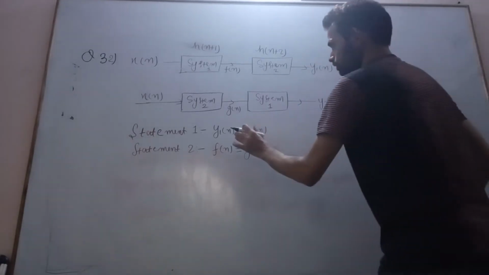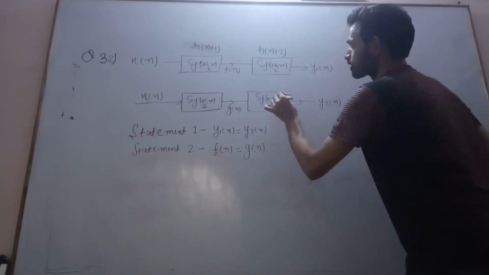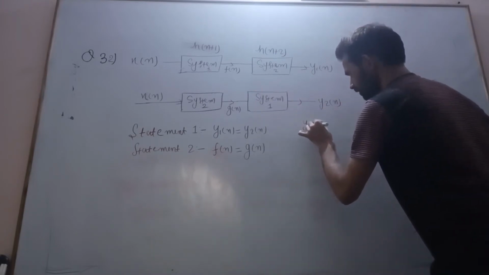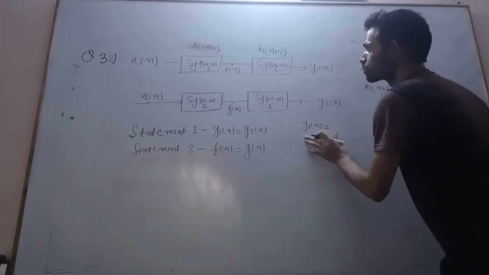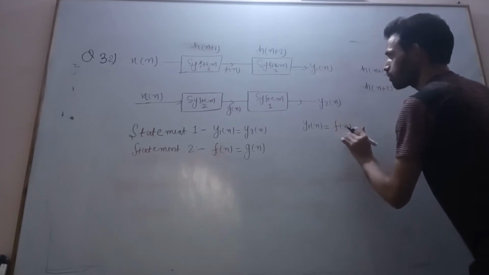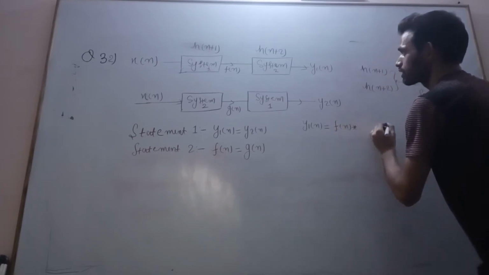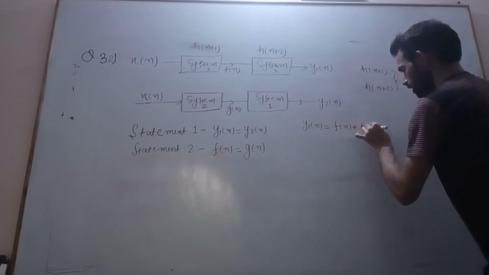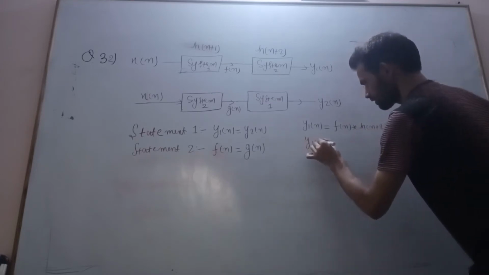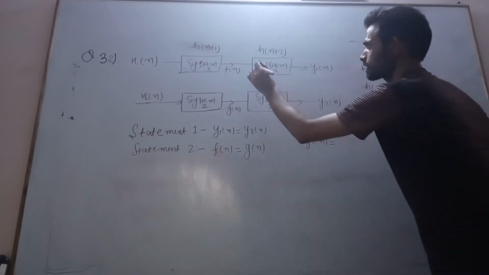First of all, let us see y1 of n. y1 of n is equal to f of n convolution h of n plus 2.